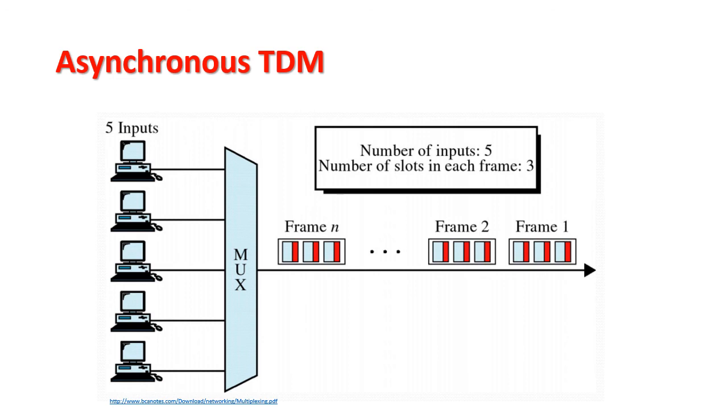Let's take a look at this illustration. So as you can see, there are 5 inputs. But in each frame, there are only 3 slots. This works on the assumption that not all inputs or not all devices will send a message.